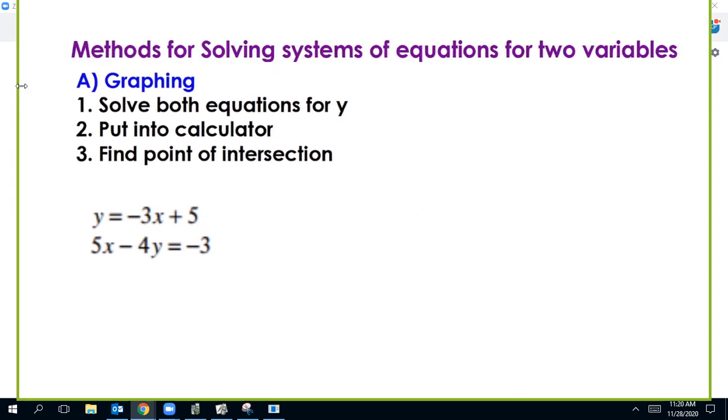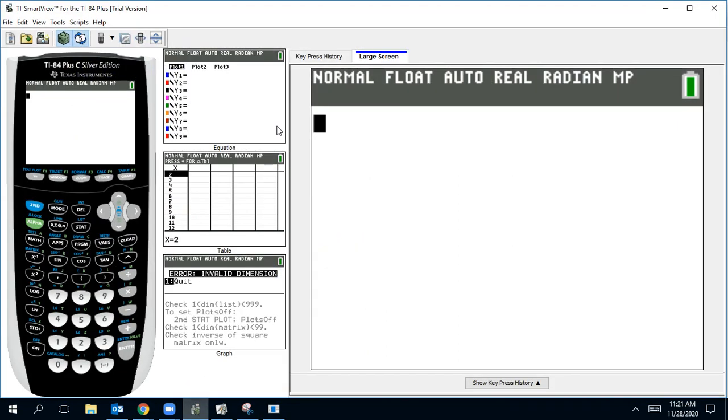Solve both equations for y and put them in the calculator. So here's your example. This one's already solved for y, and on the second one we want to subtract the 5x. Divide by the -4. And then we can just put that in the calculator exactly like that. So we can go ahead and show that.